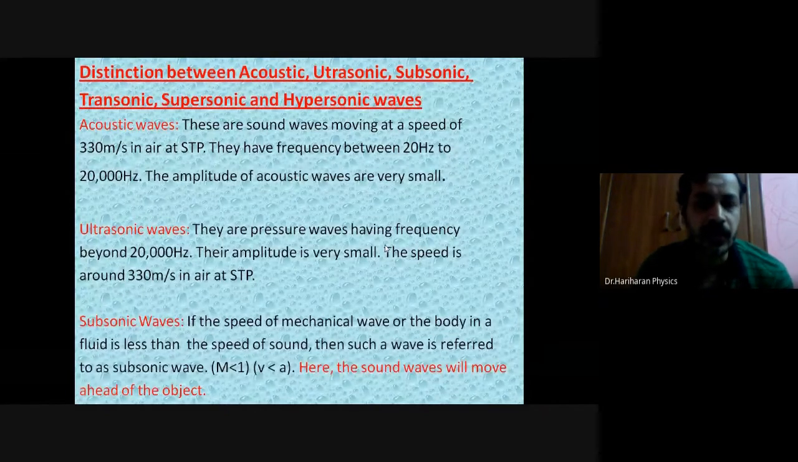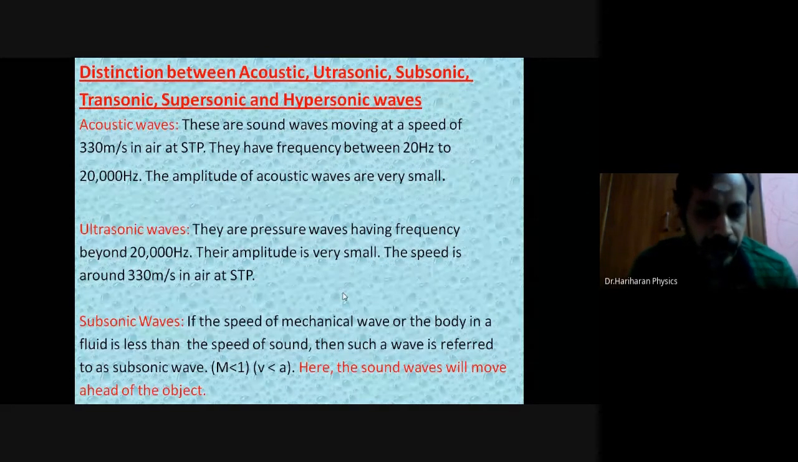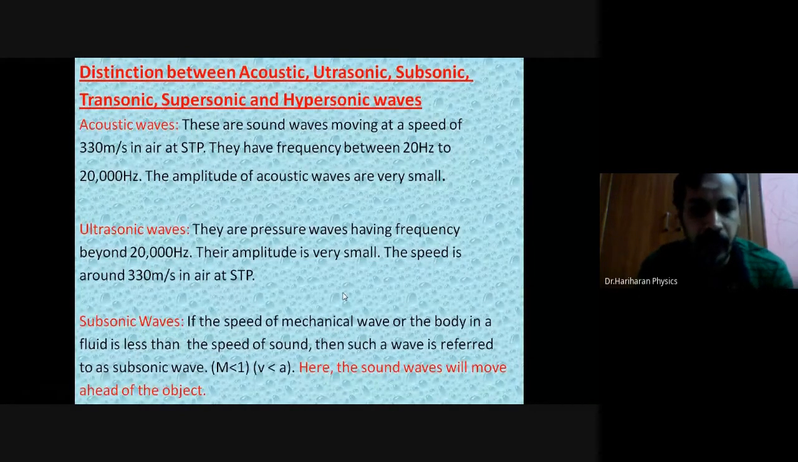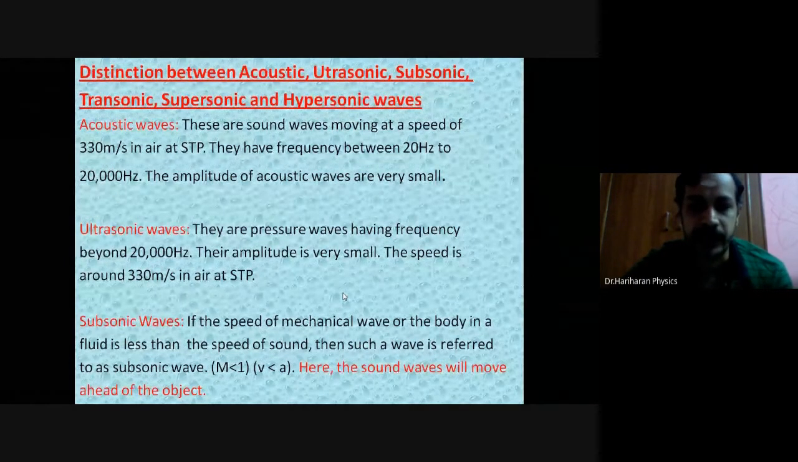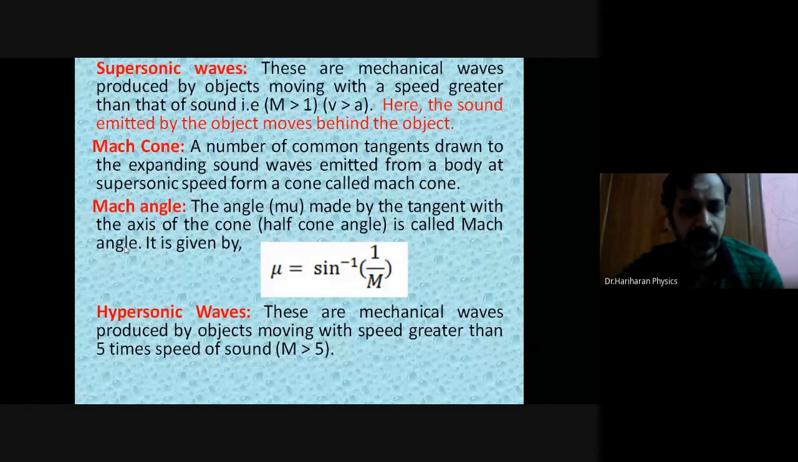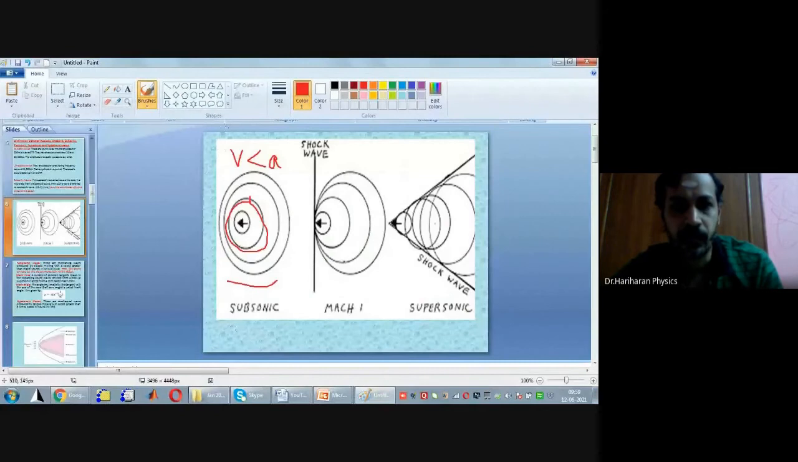Okay, this is clear. So sound waves are classified into various categories. Acoustic waves, ultrasonic waves, and subsonic waves we came across. Subsonic waves are particularly considered in those instances where you are referring to motion of an aircraft, particularly the passenger plane. Next, what are supersonic waves? This is the figure I have written. So this is subsonic waves, and supersonic waves are going to be this.